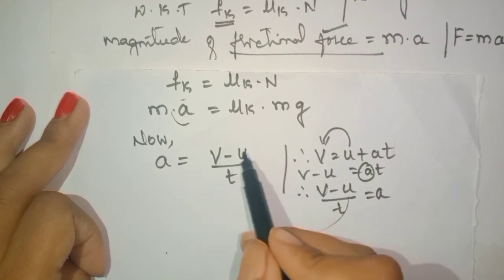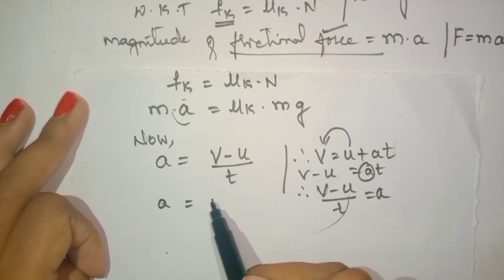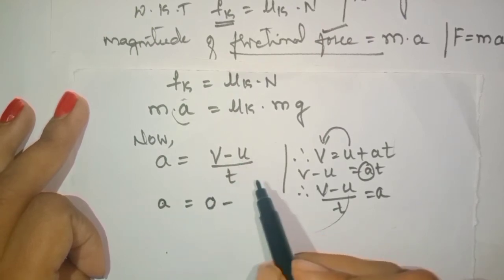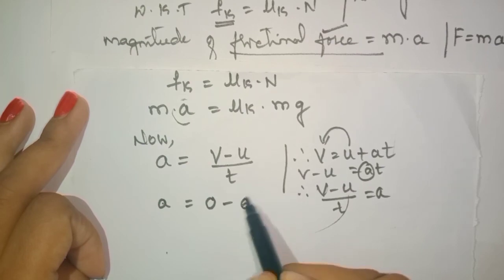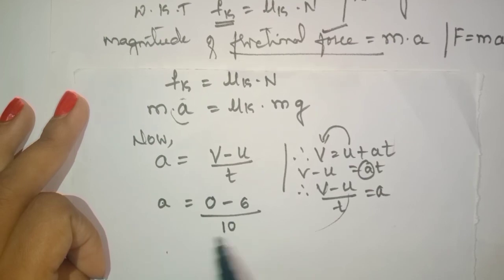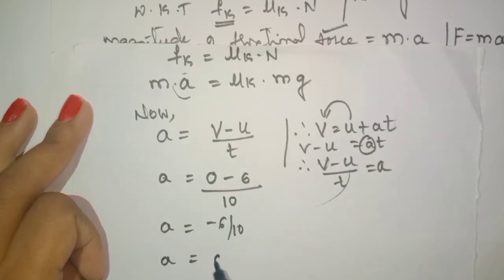V they had given, u also they had given. a is equal to, what is v? V is the final velocity at which the object stopped, so 0, minus the initial velocity, as the marble is moving with 6 meter per second, 6, divided by time. Time they had given as 10 seconds. So acceleration is equal to minus 6 by 10. What is minus 6 by 10? Acceleration is equal to minus 0.6 meter per second square.